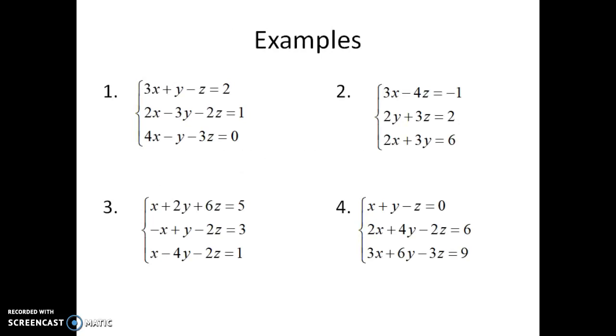Alright, so we're going to look at 4 different examples. The first 2 will fit into this video, but the third and the fourth will be in a separate video. So let's take a look at the first example here. We have 3 equations with 3 variables, x, y, and z.